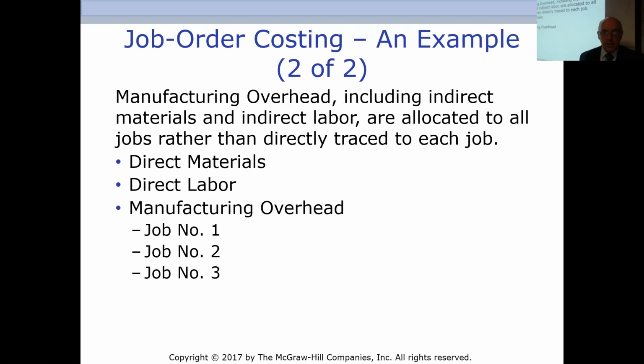Manufacturing overhead, including indirect materials and indirect labor, are allocated to all jobs rather than directly traced to each job. Again, that's the difference between direct and indirect. Direct costs, like direct material and direct labor, you can trace to particular jobs. If you make automobiles, every automobile has one steering wheel. You can trace that to the cars. The janitor's salary, you allocate among the various products you make. You might make 18 different models or 12 different models or something. You could allocate that, but you can't trace it directly.